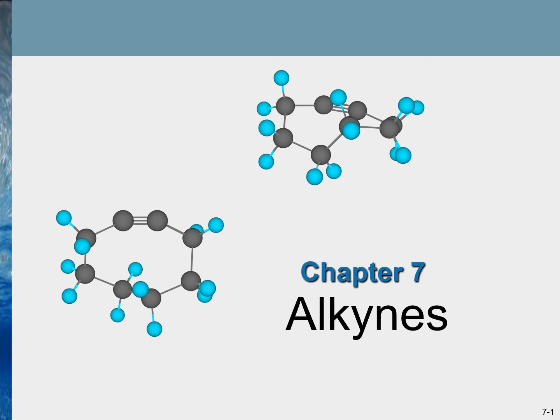Today we will begin chapter number 7. In the previous chapter we learned the reactions of alkenes. In this chapter we will expand that discussion to include the reactions of alkynes. Alkynes are compounds which contain a carbon-carbon triple bond, as shown in these two molecular structures.